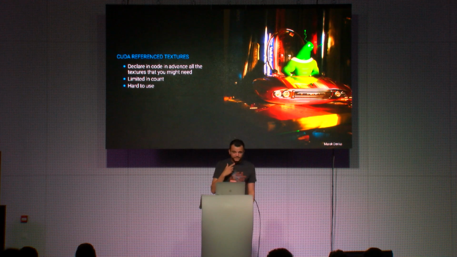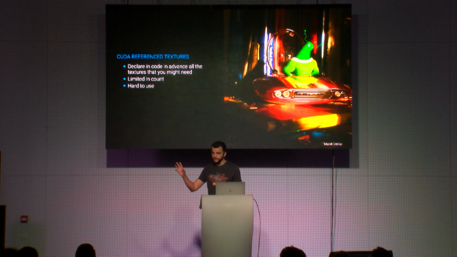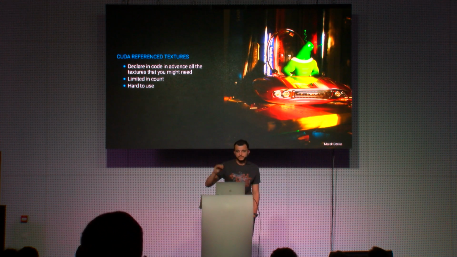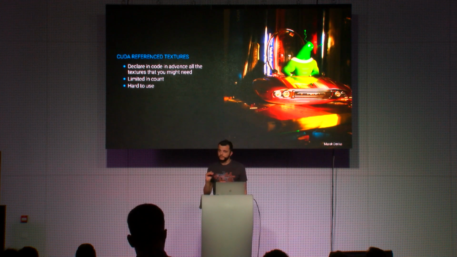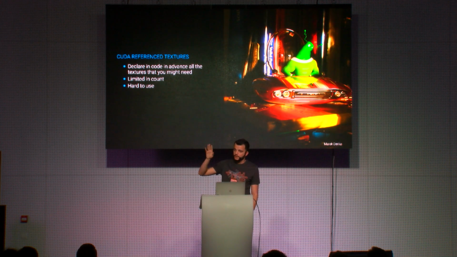And I'm running very late with the time already, so I will speed up a bit. So there are two ways to do textures in CUDA. The one is the legacy way, and the other is the new way. The legacy way is called reference textures, where you basically have to list all the textures that you're going to use in the API, like texture A, texture B, texture C. They support up to 128.